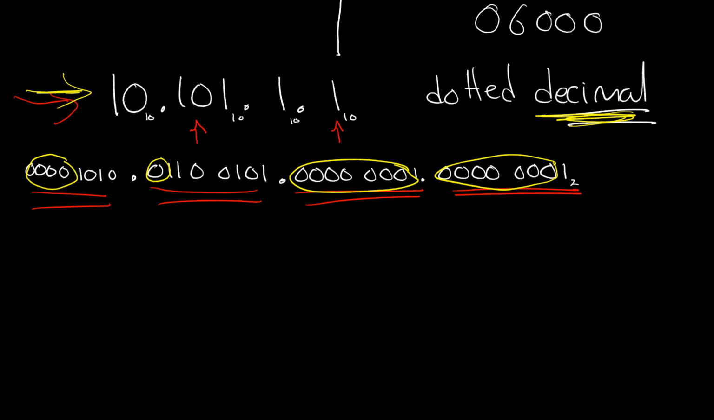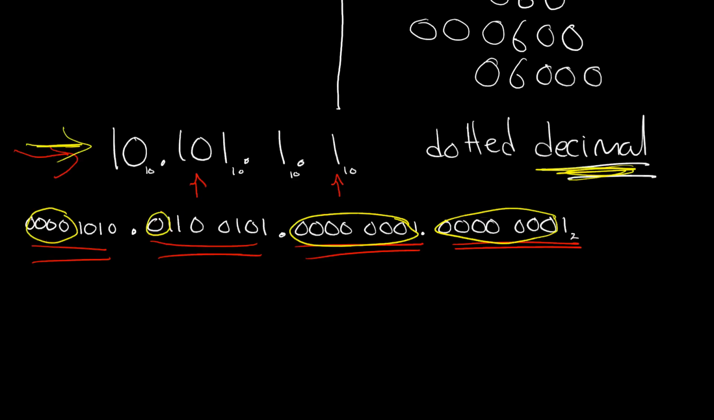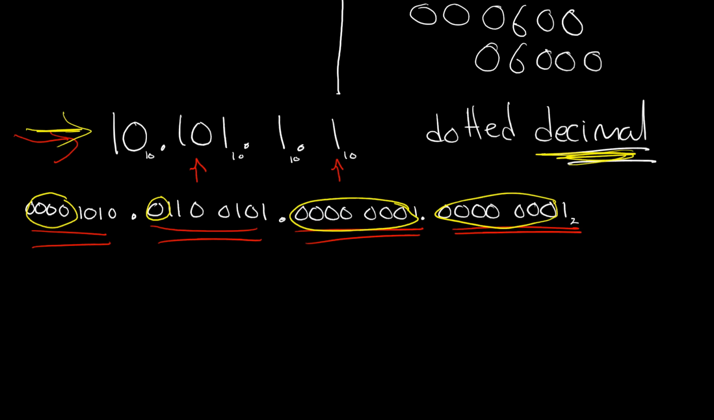So hopefully you find this was helpful to you, and it's clarified some of the leading zero situation that can happen with binary and dotted decimal, mostly when we're working in IPv4.